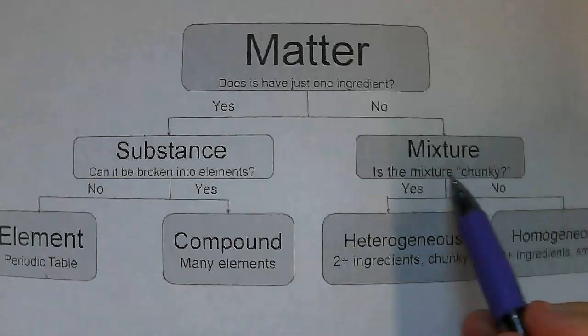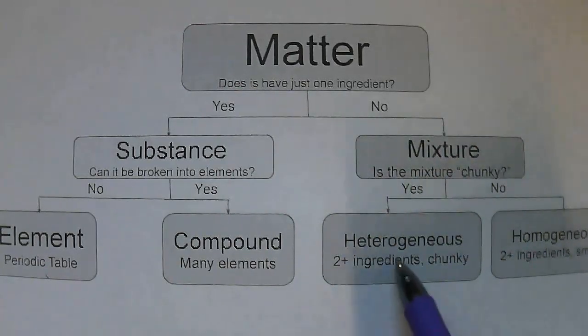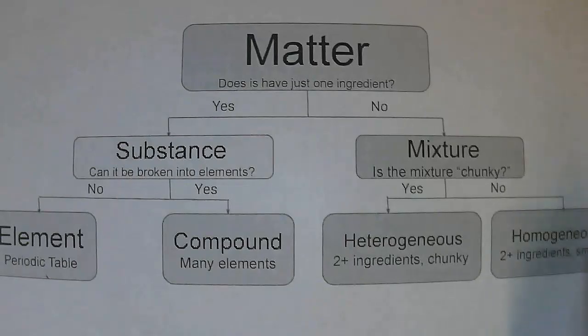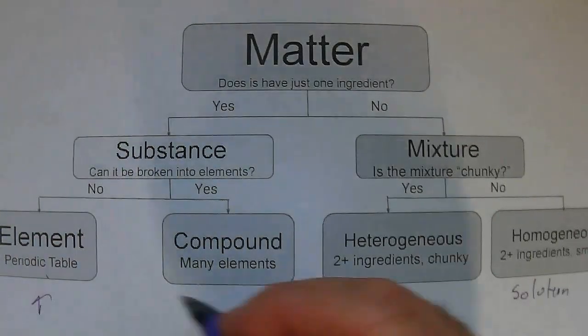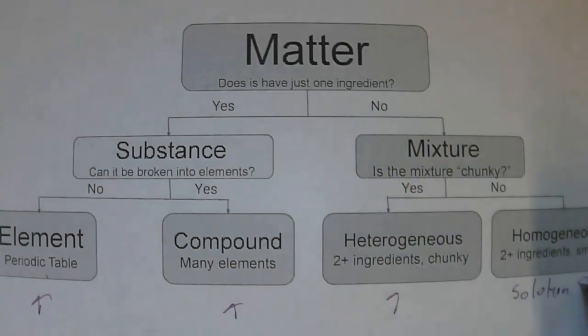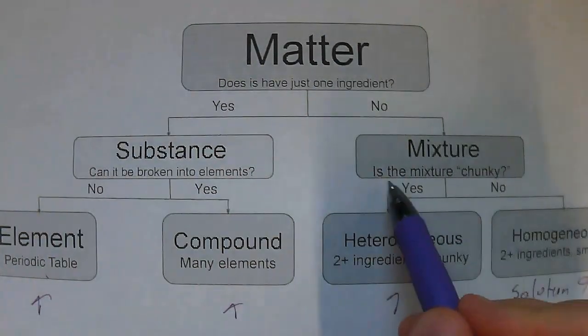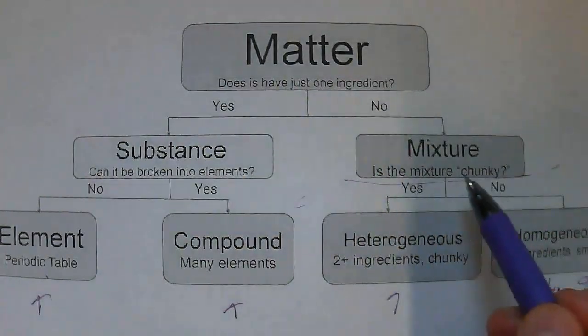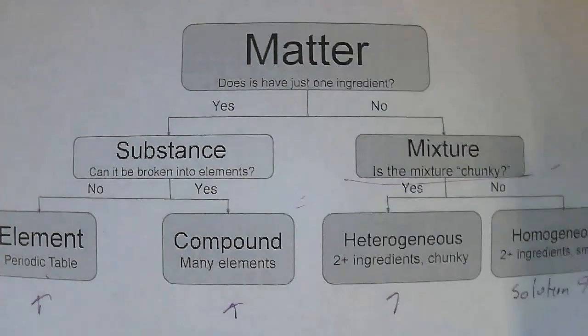And then mixture, is the mixture chunky? If it is, yes, then it's heterogeneous, and you can see it. Is it chunky? If you say no, it's smooth. It's also a solution. So having this can help you decide the type of matter it is. So I'm going to actually ask you questions about whether it's these four, or sometimes I may ask you if it's a mixture, a compound, or an element. But whatever. The point is that you can figure out from this flow chart what the type of matter is.